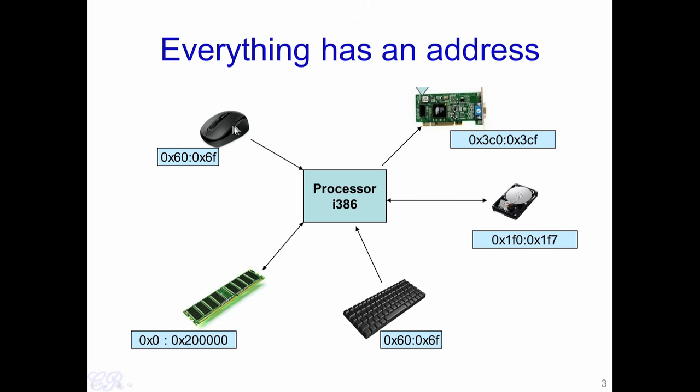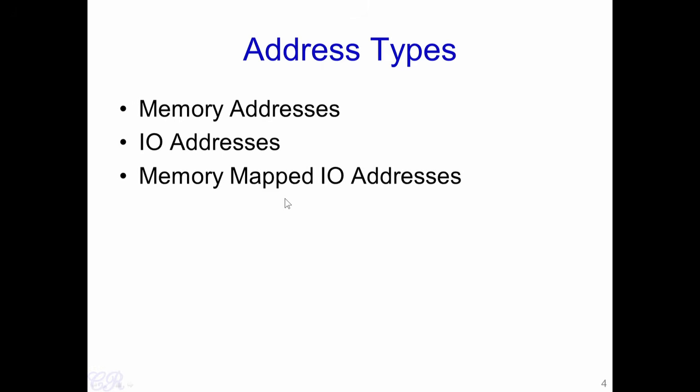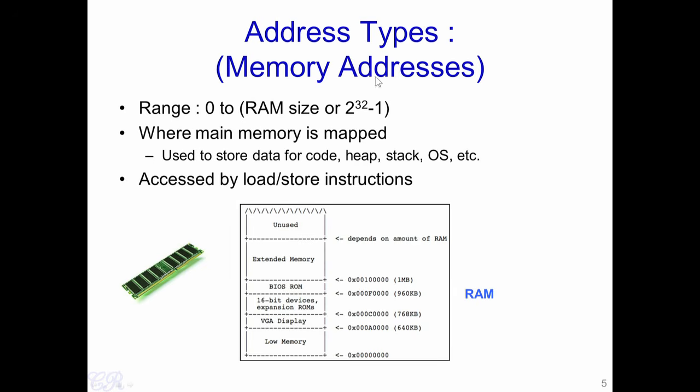So, if you look at something else like the mouse, which has an address range of 0x60 to 0x6F, it is not going to respond to the processor's request. Now, in systems, there are three types of addressing which are generally used. One is called the memory addressing, next is the I/O addresses, and the third is the memory mapped I/O addresses. So, we will look at each of these types of addresses more in detail. So, let us start with the memory addresses.